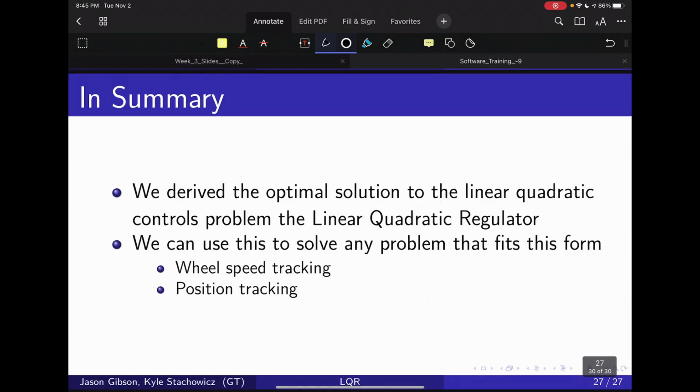So in summary, we derived the optimal solution to the linear quadratic controls problem called the linear quadratic regulator. And we can use this to solve any problem that fits this form. Problems that I know RoboJackets has used LQR on before or would like to include wheel speed tracking, or you can do position tracking like RoboCup does. And that's all for this lecture.